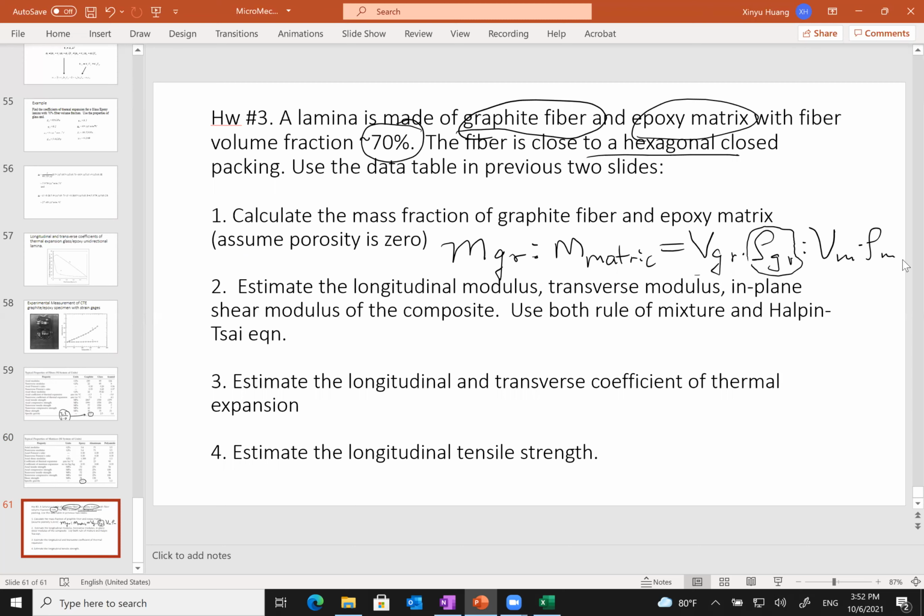You just multiply. For the graphite, you can assume total volume is 100. The graphite will be 70. Matrix will be 30. You do 70 multiplied by the specific gravity of graphite, 30 multiplied by the specific gravity of matrix. You calculate the ratio, right? So it's pretty simple. It ends up to be 3.5 to 1. This is the first part.